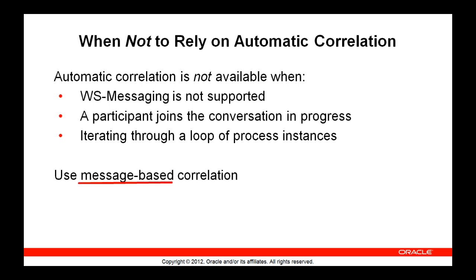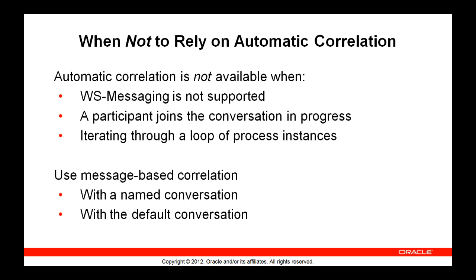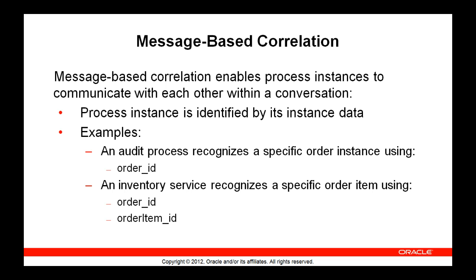In these situations, you would use message-based correlation, either in the context of a named conversation or the default conversation. In this video, we'll be focusing on using message-based correlation with the default conversation. Message-based correlation enables process instances to communicate with each other within a conversation. It works by associating one or more pieces of process data that represent the state of the instance with a correlation key. In this way, the correlation key is used to identify the instance that sent the response.